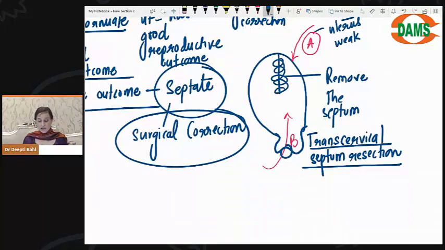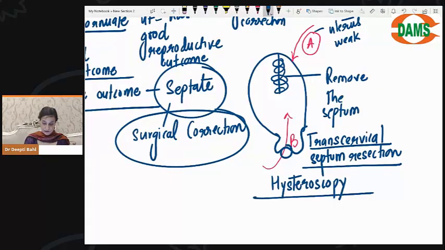Yes. So this procedure where we put a scope, scope has two channels. One channel through which I can see, another channel through which I can operate. So this scope, endoscope, whenever you go inside a cavity, you call it endoscopy. Yes. So this endoscopy which we do for uterus is called as what? Hysteroscopy.